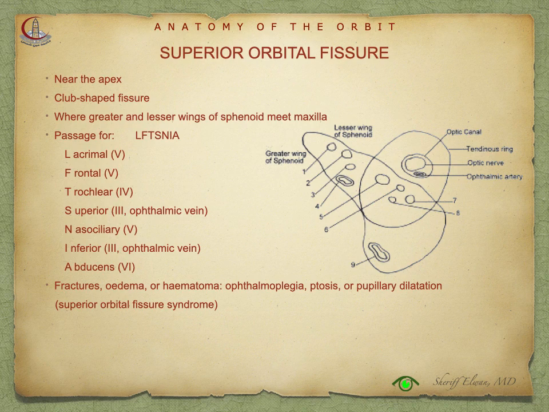Actually, fractures, edema, or hematoma at this fissure lead to ophthalmoplegia, ptosis, plus or minus pupillary dilatation, and this condition is clinically referred to as superior orbital fissure syndrome.